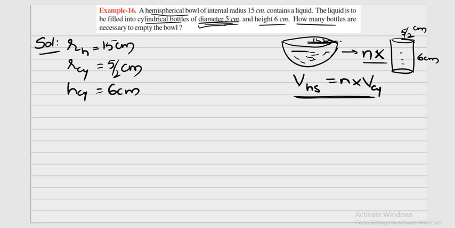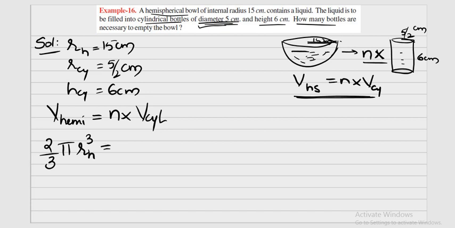Now already we know the formula. So what is that? So volume of hemisphere is equal to n times of volume of cylinder, right? Now what is the volume of hemisphere? 2 by 3 pi r cube. So this is nothing but radius of hemisphere is equal to n into volume of cylinder. So what is volume of cylinder formula? So pi into r square h. So these are nothing but the dimensions of cylinder, right? Now on both sides I can cancel out pi because pi is constant here.